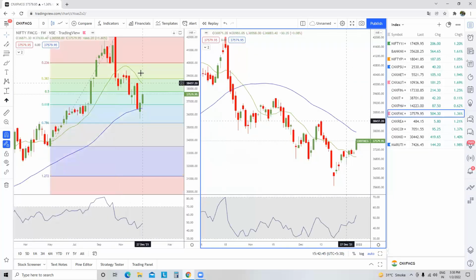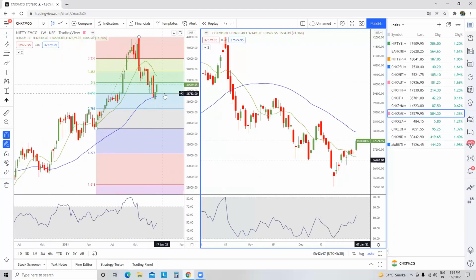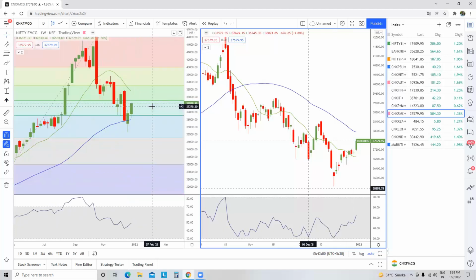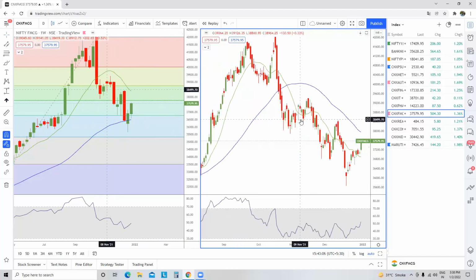FMCG pack. FMCG pack has been able to bounce from a not so great support. I consider this support to be much stronger, but at times the prices have their own mind, as I always say. The prices have been able to bounce from this particular level. The trend is still flat in the weekly and in the daily time frame also.